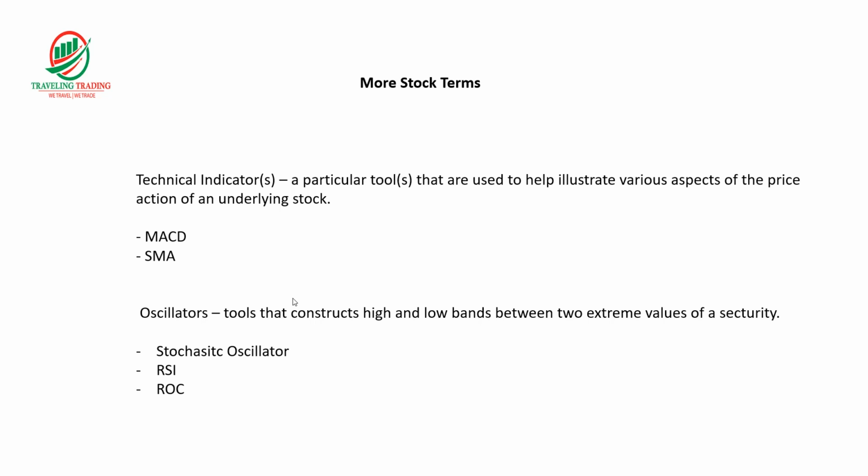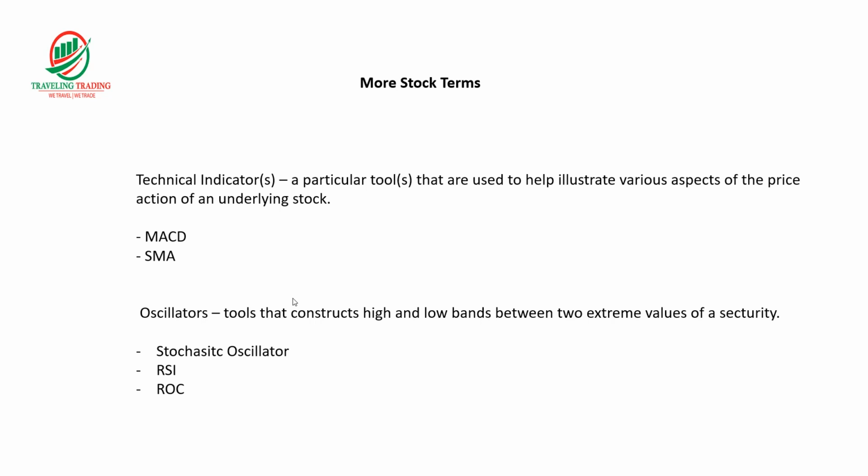Now, oscillators are tools that are used to construct high and low bands between two extreme values of a security. All right. Now, there's things like the stochastic oscillator. There's RSI, and then there's ROC, the rate of change. RSI is the relative strength index. I use RSI quite a bit. So those are just other oscillators that you can use to help you determine the values between entering and exiting a certain stock. Okay.